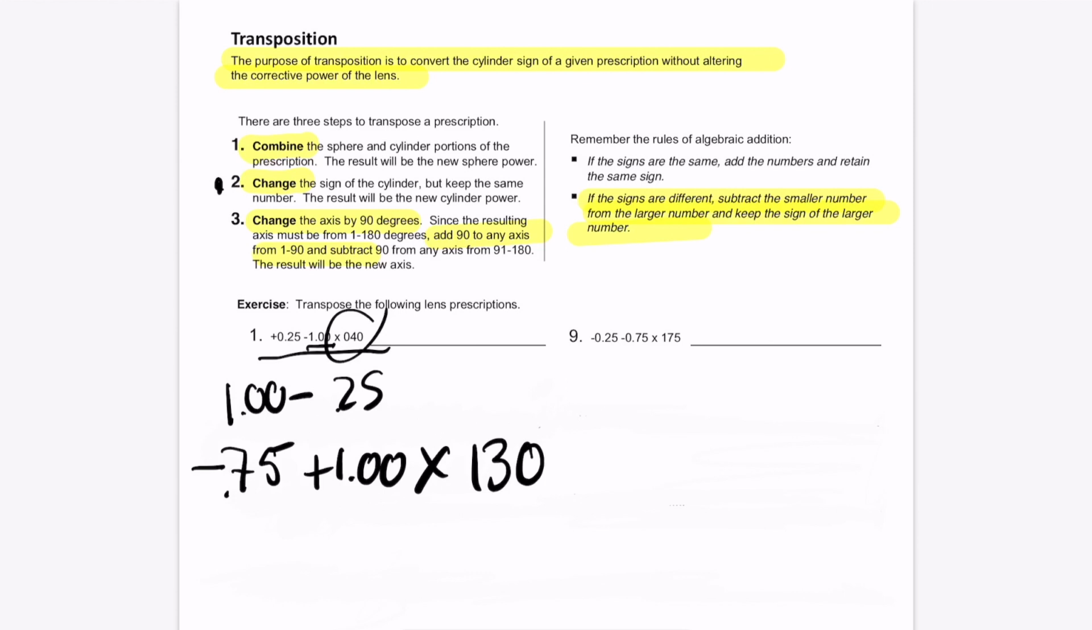So what we've learned here is that minus 0.75 plus 1 at axis 130 is equivalent to plus a quarter minus 1 at axis 40. Pretty simple. Let's try the other example here.